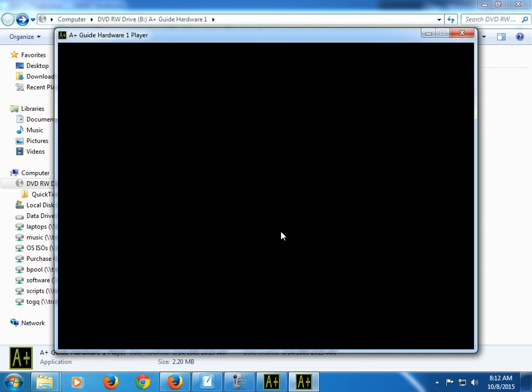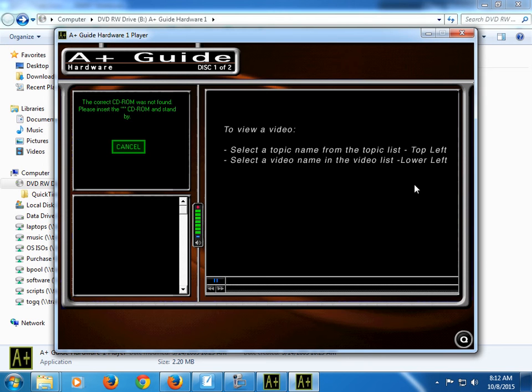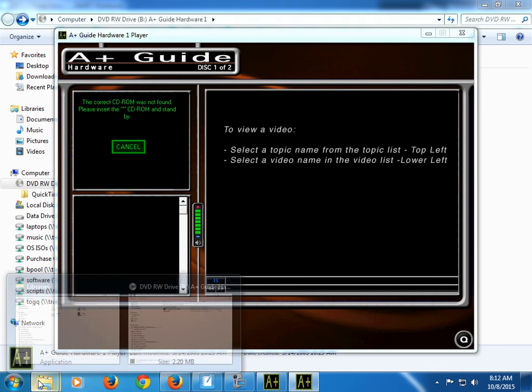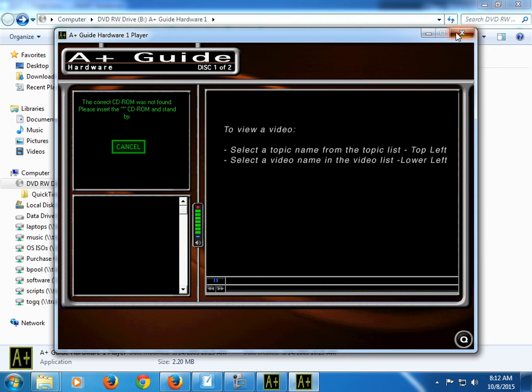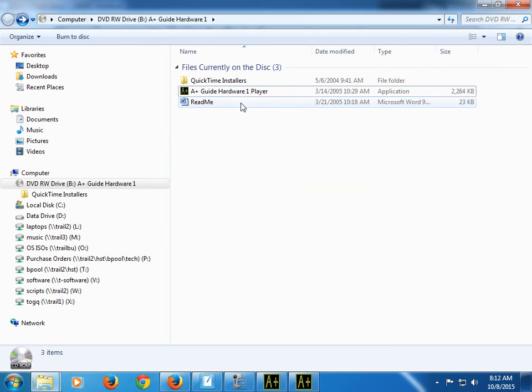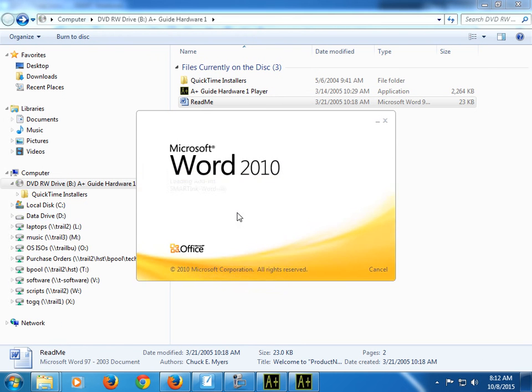How did I get them off here? I don't even know. It must be hidden or something. I don't understand how it's 2005. That's crazy. Please insert CD-ROM and stand by. What? It's not the right CD-ROM. Yeah, no, I've switched both CD-ROMs. This is disc 1. I'm going to go into the README.